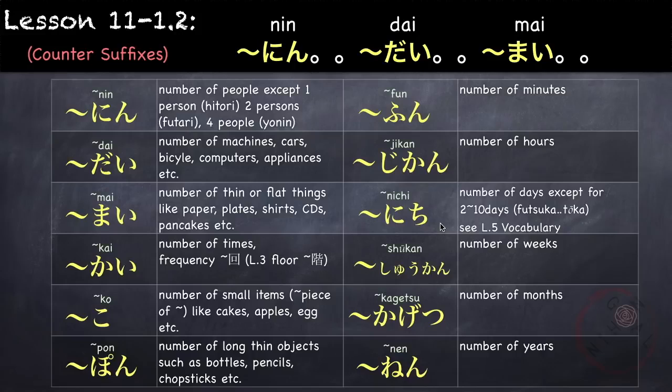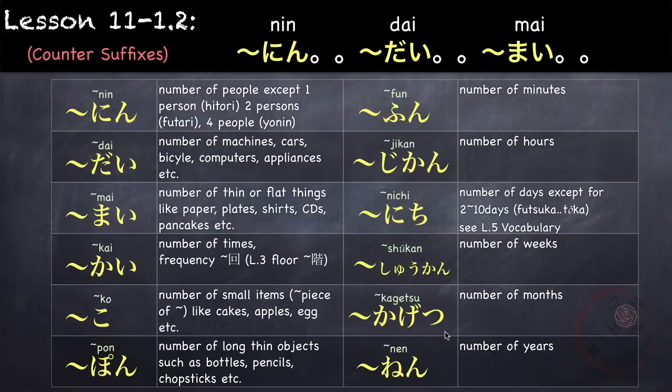Nani nani nichi. This is the suffix for the number of days. For 1 day, it's ichinichi, but for 2 days to 10 days, we use futsuka, mikka, and so on. And then for 11 days and above, we just use the normal numbers and add nichi at the end. Nani nani shukan. This is the suffix for the number of weeks. For example, 1週間, 2週間. Nani nani kagetsu. So this is the suffix for the number of months.